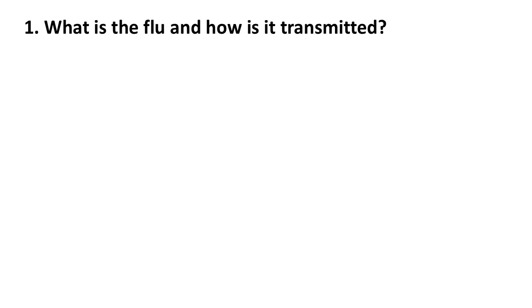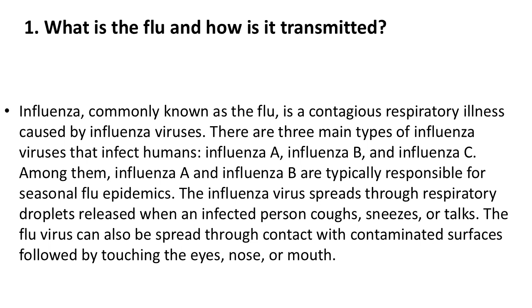1. What is the flu and how is it transmitted? Influenza, commonly known as the flu, is a contagious respiratory illness caused by influenza viruses. There are three main types of influenza viruses that infect humans: Influenza A, Influenza B, and Influenza C. Among them, Influenza A and Influenza B are typically responsible for seasonal flu epidemics.